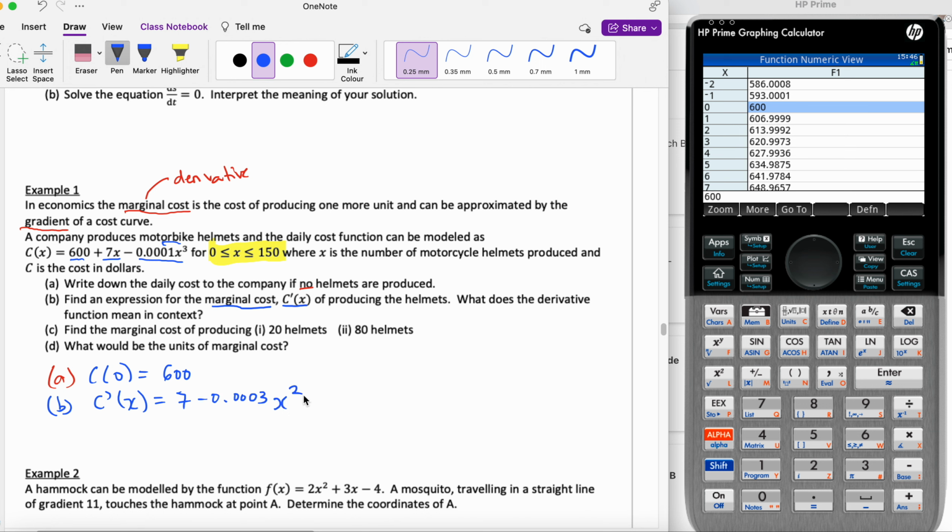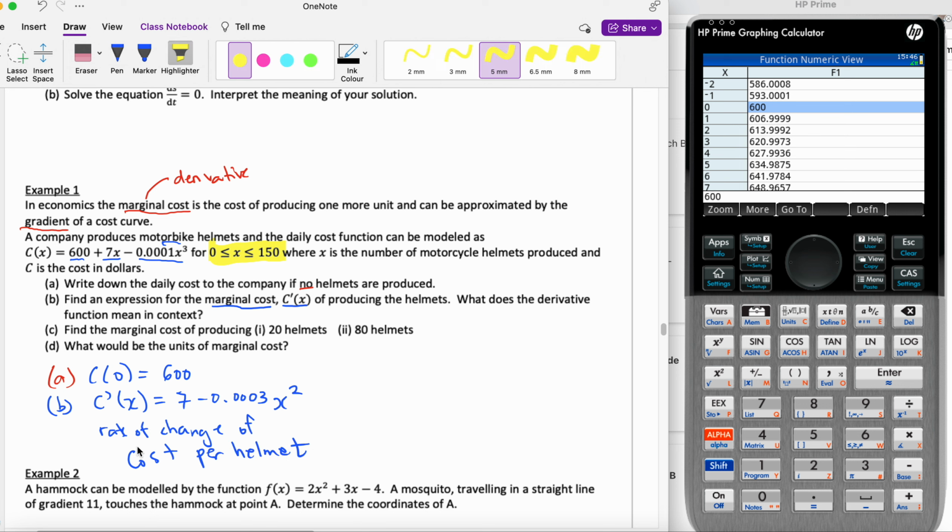What does the derivative tell us? It tells us the rate of change of cost per helmet. So whenever you're asked for the interpretation of a derivative, good words to use are rate of change, and per. Derivatives are always a rate, it's a slope. You remember from 8th grade that the slope is a rate of change.